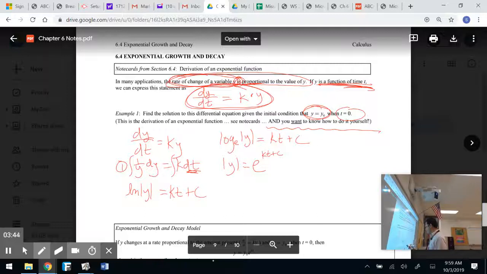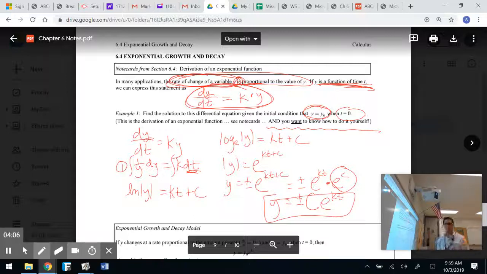That would be equal to y equals plus or minus e to the kt plus c, which equals plus or minus e to the kt times e to the c. And e to the c is simply a constant. So I could write this as plus or minus c e to the kt, and that's what y would be equal to. Everyone with me? That's solving the differential equation. Now, some people could say it'd be plus or minus a constant. We could go a step further. Plus or minus a constant would still just be a constant.